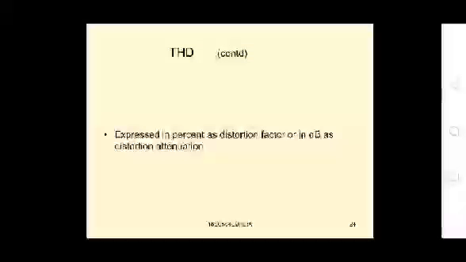So that is the total harmonic distortion. It is expressed in percentage as distortion factor, or in dB as distortion attenuation. Total harmonic distortion means the distortion caused by all the harmonic components with respect to the fundamental frequency component, and it is expressed in decibels of attenuation.